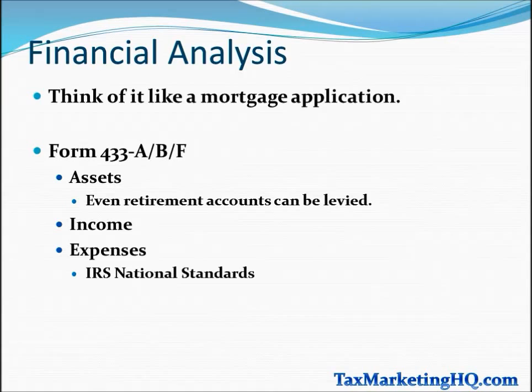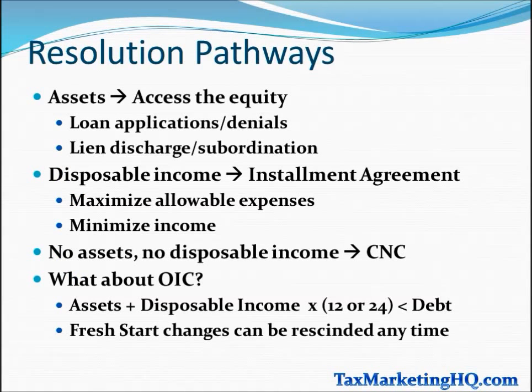On the financial analysis, the best way to look at it is to think of it like a mortgage application. These are the forms 433 A, B, and F. And what we're looking at are three big things, just like they do on a mortgage. What are the assets and liabilities, and the income and expenses. So this is what goes into the financial analysis. From those two things, like I said, we're going to pick a resolution pathway.